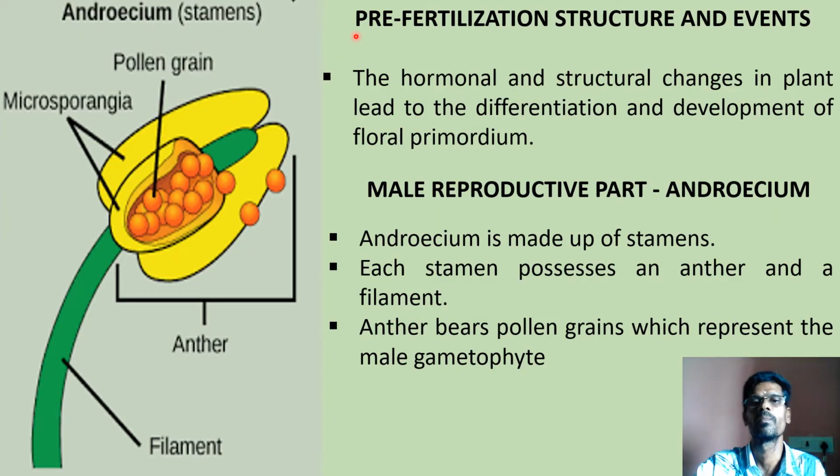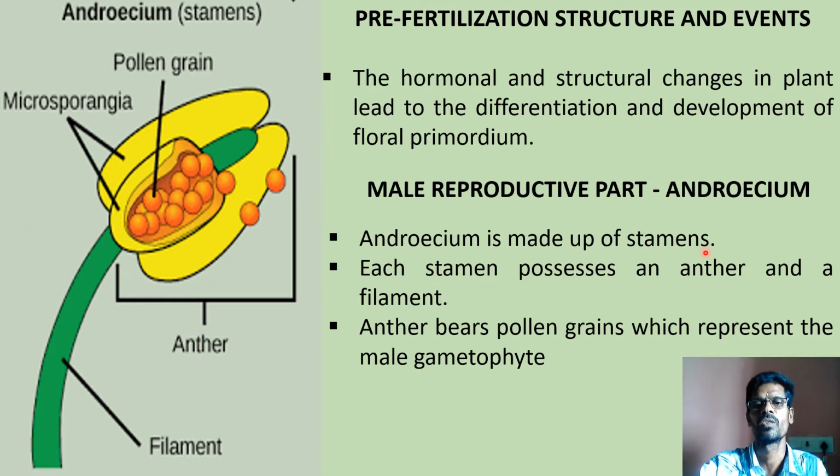The next is pre-fertilization structure and events. So before fertilization, the hormonal and structural changes in a plant lead to the differentiation and development of the floral primordium. So the floral primordium is brought out by the hormonal changes and the structural changes of plants. So the next is the male reproductive part, namely the androecium. Androecium is said to be the male part and is usually made up of the stamens.